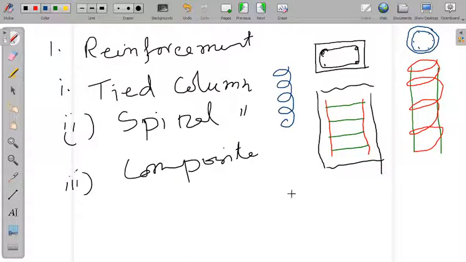The third one is the composite column. A composite column is basically where we provide a steel girder or steel I section, in addition to which reinforcement may or may not be there.